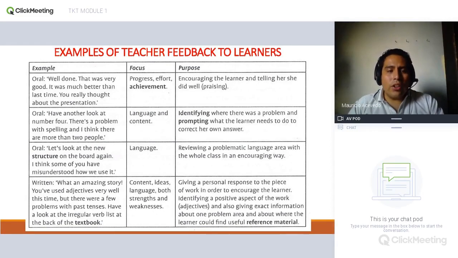Okay. Another example of oral feedback from a teacher: "Have another look at it. There is a problem with the spelling, and I think there are more than two people."